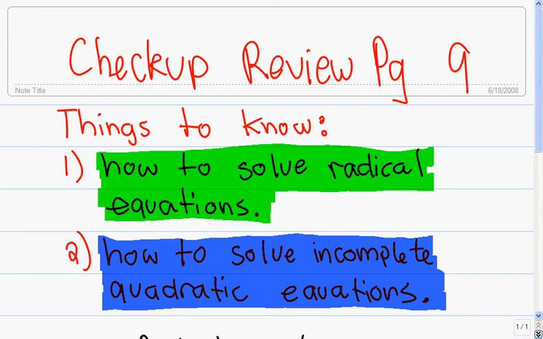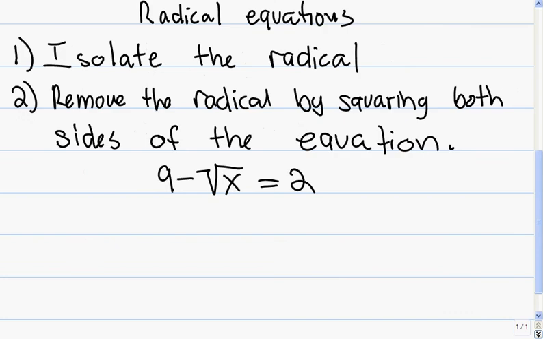We've been solving radical equations and we've been solving incomplete quadratic equations. Well, let's do a review of how to solve radical equations. The first step in solving radical equations is to isolate the radical. In other words, get the radical by itself on one side of the equal sign. And then the second step is to remove the radical by squaring both sides of the equation. So let's do these two steps here in this equation.